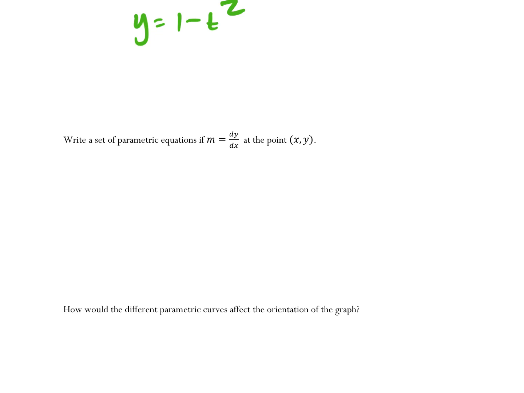All right, so if I tell you, write a set of parametric equations if m equals dy dx at the point x, what this means is rewrite x and y in terms of m. So m would be the parameter in this case. Before, the previous parameter was t. This time we want m to be the parameter. And all we know is m is equal to dy dx.